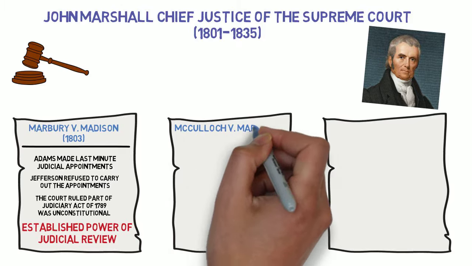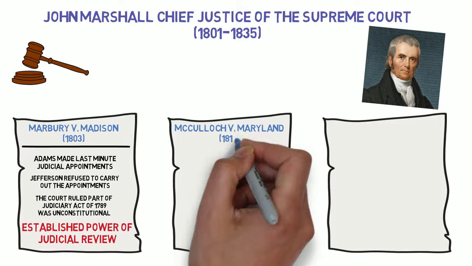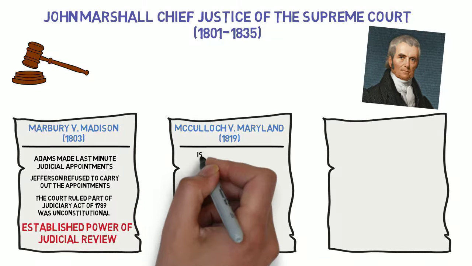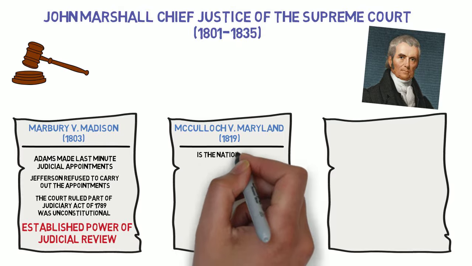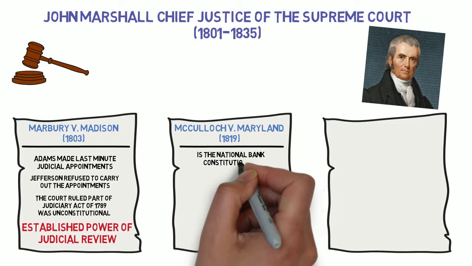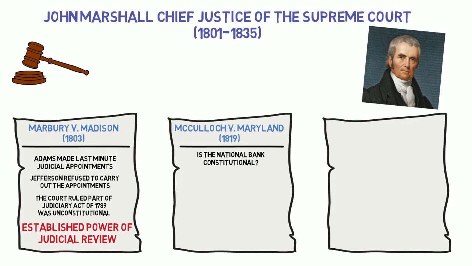The next case, McCulloch v. Maryland in 1819, involved the National Bank, which hopefully you recall was first established by Alexander Hamilton. The bank was unpopular amongst Democratic Republicans, especially in the South, who felt that the bank itself was unconstitutional, since the power to create a national bank was never explicitly mentioned in the Constitution.